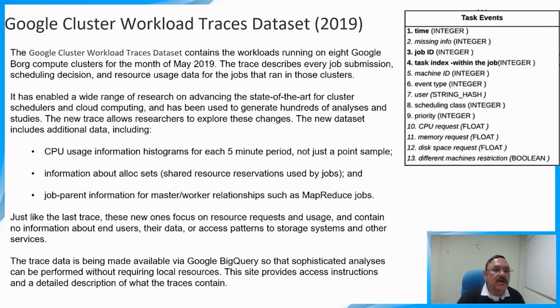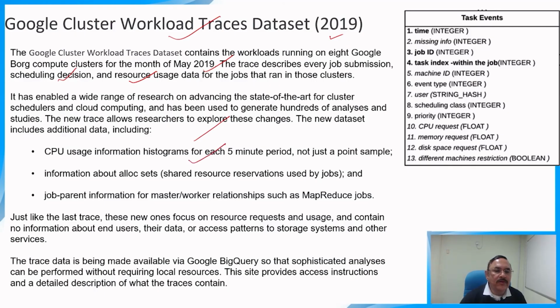Now, coming to the Google cluster workload traces data set, which was published in 2019. That data set contains the workloads running on 8 Google Borg compute clusters for the month of May 2019. So, the traces describe the job submission, scheduling decisions, and resource usage data for the jobs that ran in these clusters. It has enabled a wide range of research on advancing the state of the art for cluster schedulers and cloud computing, and has been used to generate hundreds of analysis studies. The new trace allows researchers to explore these changes.